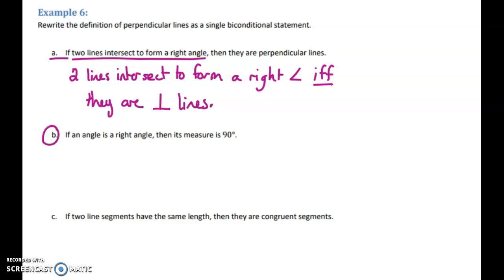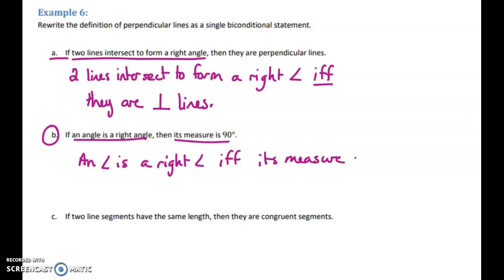Okay, I want you to try B. Write it as a biconditional statement. So the hypothesis is an angle is a right angle. So an angle is a right angle if and only if, and then the conclusion is its measure is 90 degrees. So with biconditionals, you take the hypothesis and the conclusion, and instead of having if-then, you combine them with if and only if. And that is what a biconditional is.